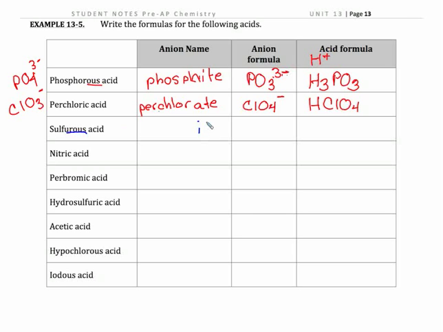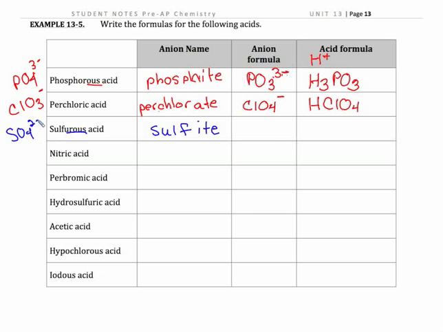Sulfurous. Ous came from ite. That must be sulfite. Remember, we dropped that ur and or. Just say it out kind of in your mind, and I think you'll hear that it doesn't sound right.